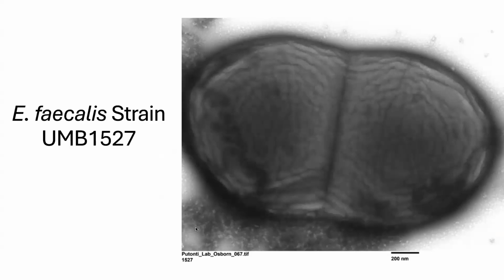So our first image here is of E. faecalis strain UMB 1527. We did not take an image of all of our bacteria strains because they all should look the same. So we wanted to just visualize at least one of them. So here we were able to see our bacterial strain.